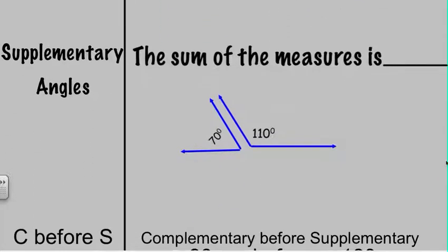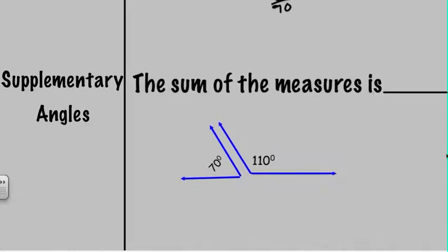Then we had supplementary. Supplementary angles are also 2 angles, and they add together, and I bet you can see where this is going before I even fill this in. The answer would be 180 degrees. Supplementary angles are 180 degrees. 70 plus 110 is 180. We could have 2 right angles, 90 degrees and 90 degrees.